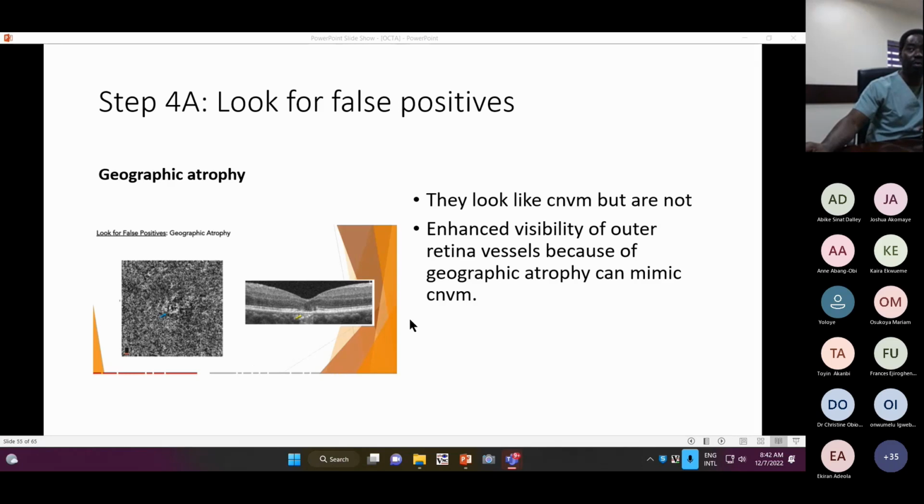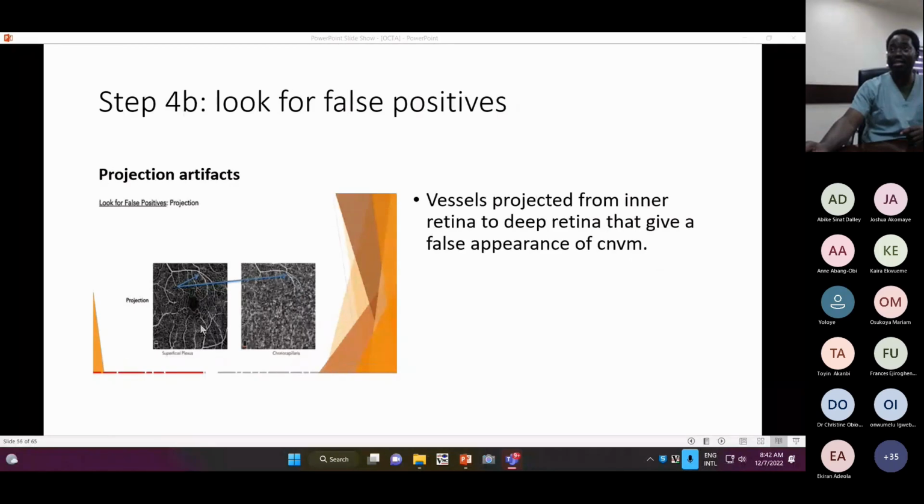And also look out for false positives. That is, there is no choroidal neovascular membrane, but there's something that mimics it. One of the common things is geographic atrophy. That area is atrophic, so there's an enhanced visibility of the retinal vessels because of the geographic atrophy, not because there's a choroidal neovascular membrane. The second one is projection artifacts, where an inner retinal vessel is projected into the deep retinal vessel to give a false appearance of a choroidal neovascular membrane.